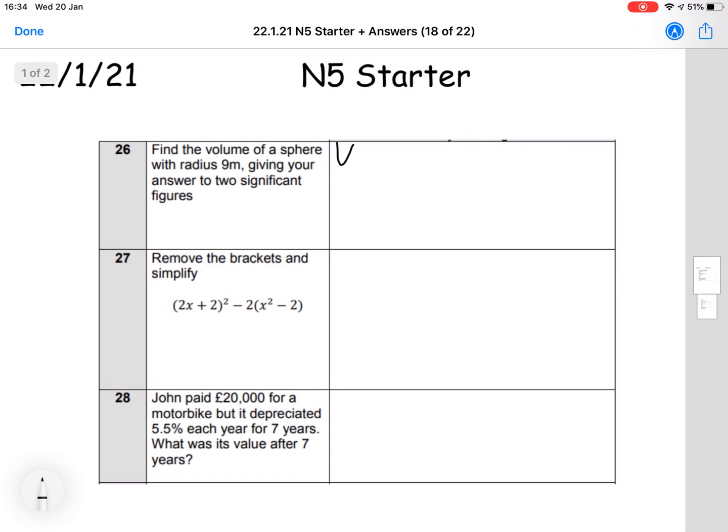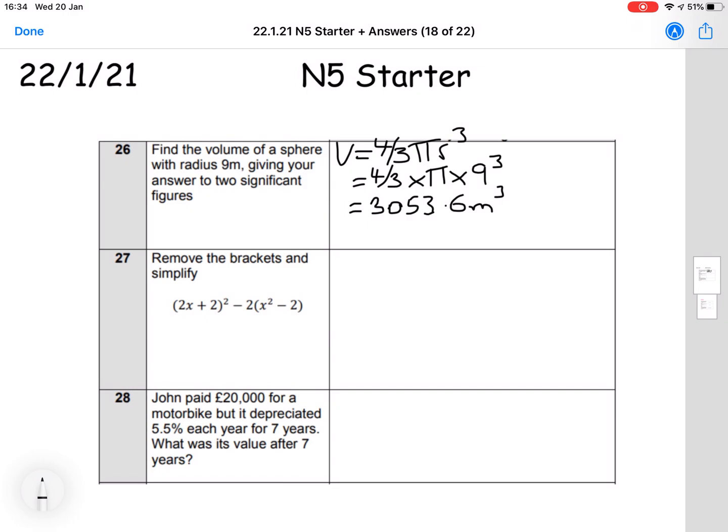You would get this on the formula sheet, but it's good if you know it off by heart. So 4/3 pi r cubed. So all we would do is plug in the value for your radius. So you've got 4/3 times pi times 9 cubed, because we're told our radius is 9. So when you do that on your calculator, you're going to get 3053.6, and this would be meters cubed because our radius was in meters.